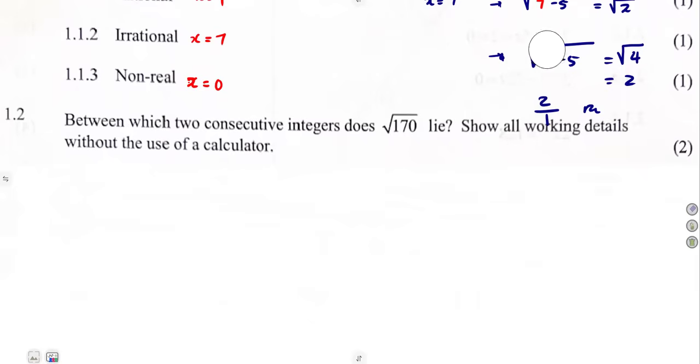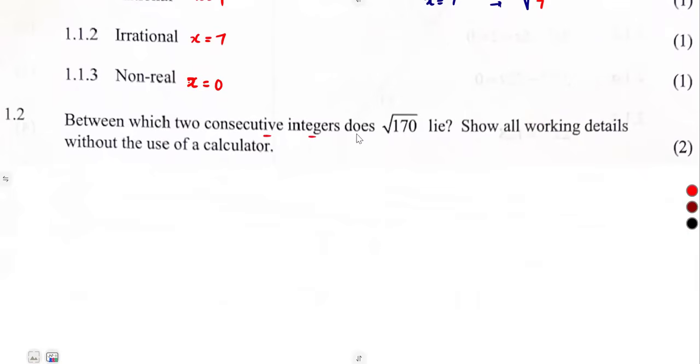Between which two consecutive integers does the square root of 170 lie? Question 1.2: show all working details, without the use of a calculator. All right, so this is it, guys. The square root of 170 is going to lie between which two?